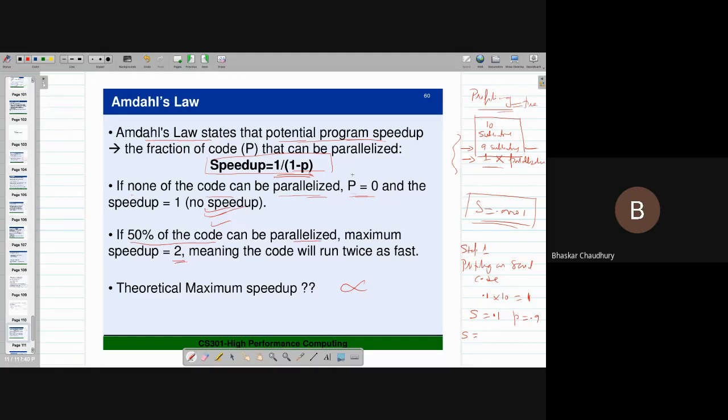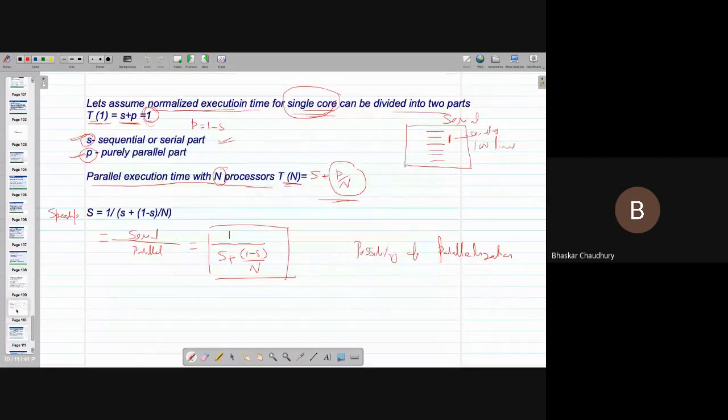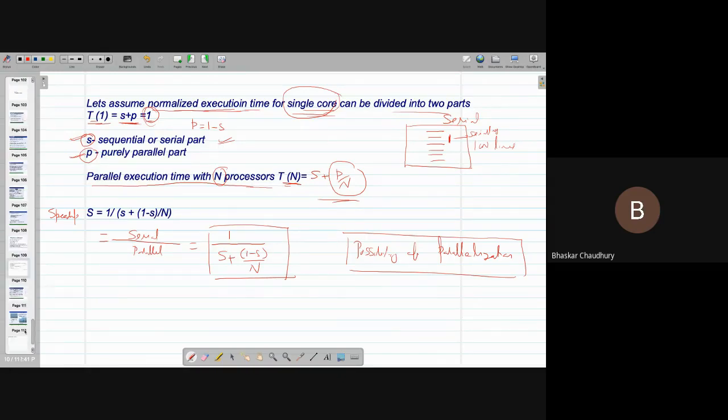This is more like an experimental, real-life way to do this. Do a profiling, and you know exactly what is going on in your code, and then you can figure it out. But once again, just remember this is only the possibility of parallelization, because there is a big limitation of this law. I will come there gradually. But this is a very powerful law, which can always be used in the very beginning when you are trying to parallelize.